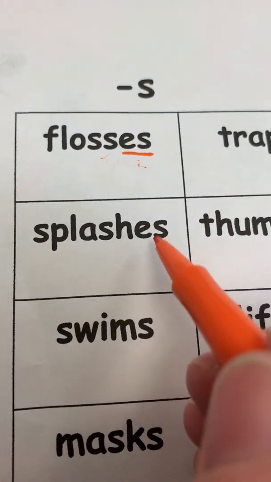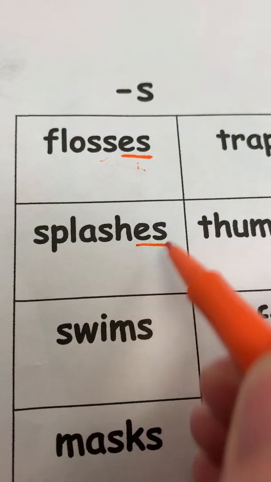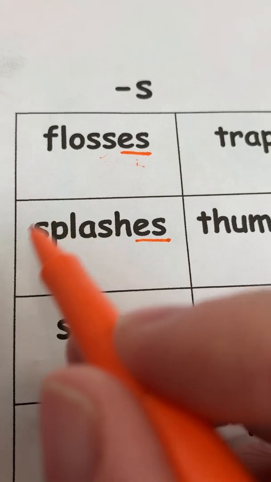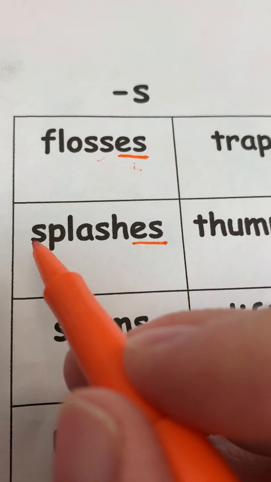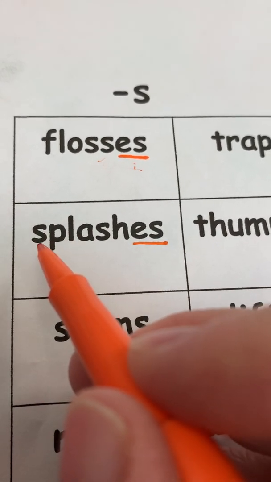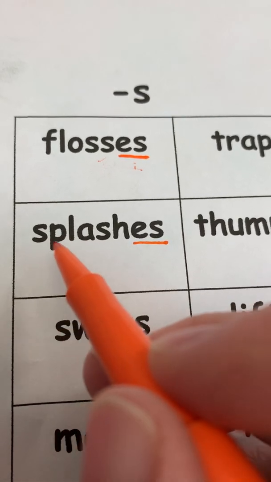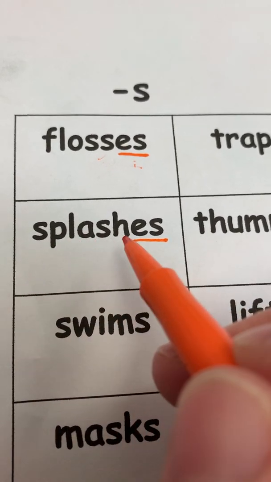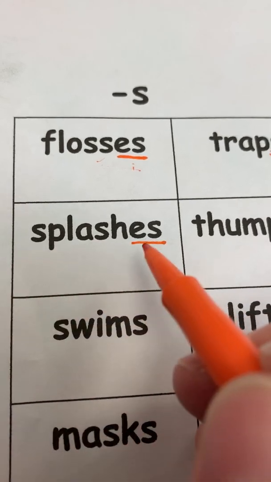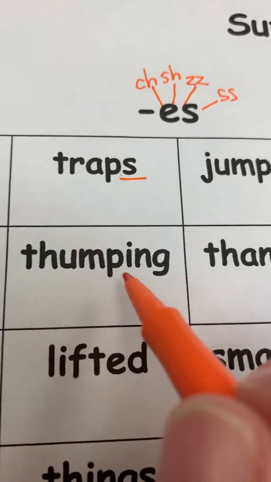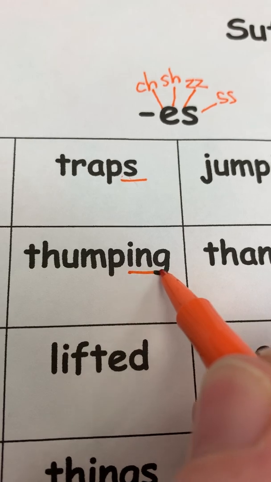All right, what do we see? We see an ES at the end. There's our suffix. And let's figure out what the root word is and then put the suffix at the end. Oh, this has a 3-letter blend. Sp, spl, spla, splash, splashes. Good. Here we go. ING at the end.